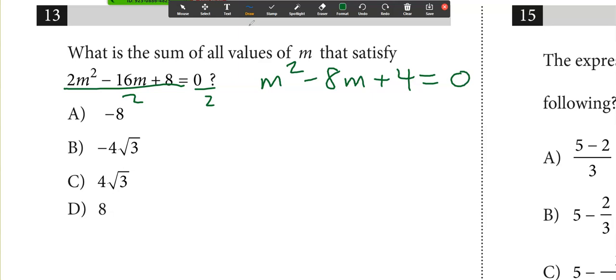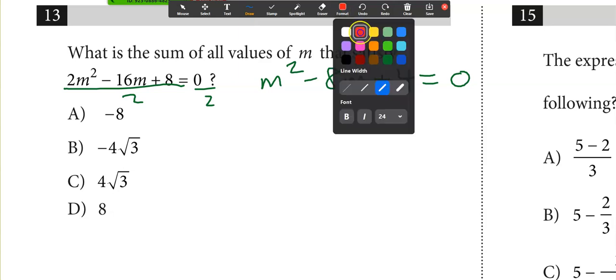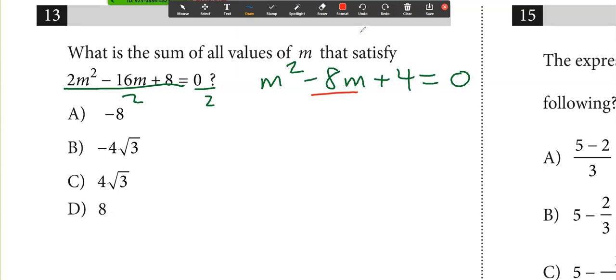So what's your backup plan? What are you going to do to solve this if you can't factor it? And don't tell me complete the square, because I highly doubt many of you are going to try to complete the square. So what's your other plan? Can you square root it? You cannot take the square root because we have a middle term, a linear term in the middle. So nice try there. What else can we do to solve a quadratic set equal to 0?